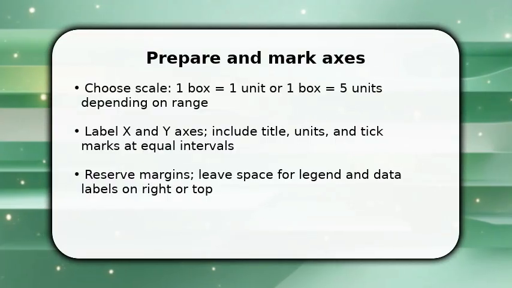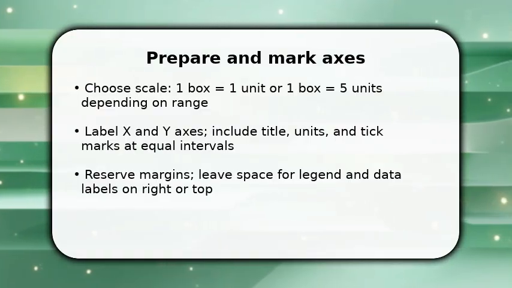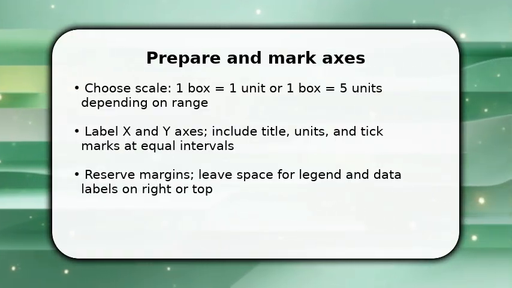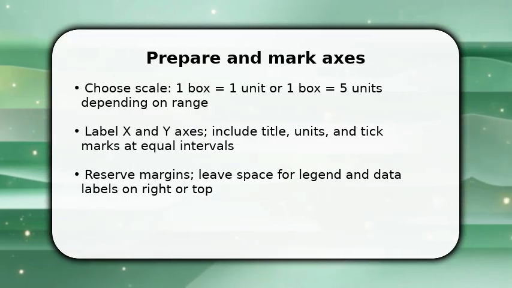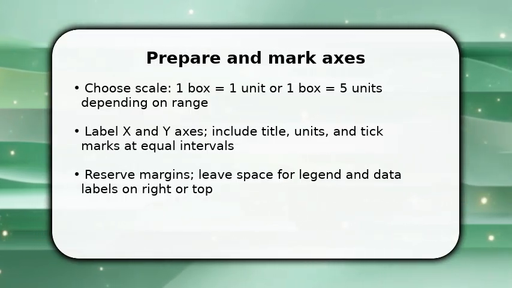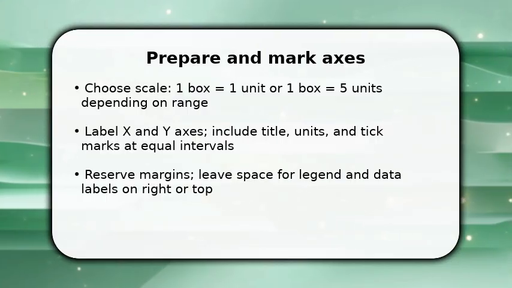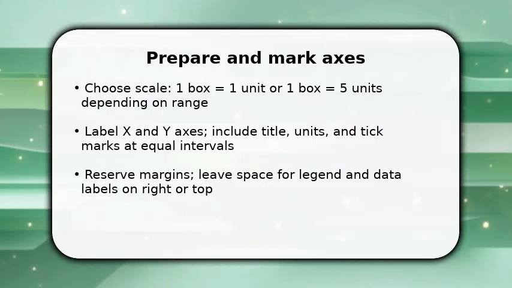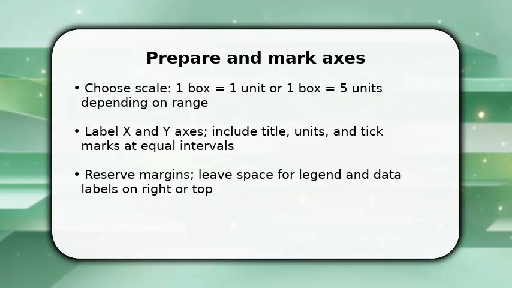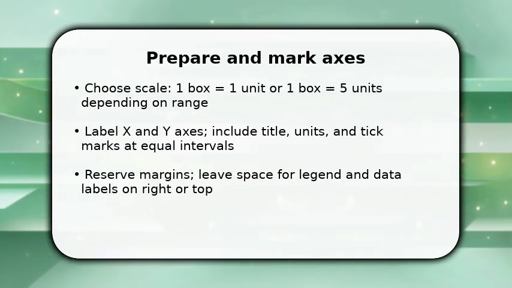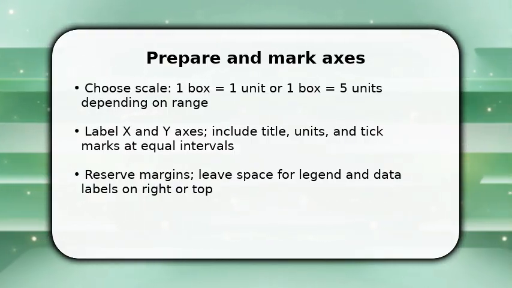You start by setting the axes precisely so every bar will measure correctly. Pick a scale that fits your highest value. If the max is 120, choose one box equals 5 for neat spacing. Mark tick marks at equal intervals and label units on the vertical axis. Once done, write the category names along the horizontal axis, centered under each respective bar, and leave clear margins for a legend and source note so the final graph reads cleanly.